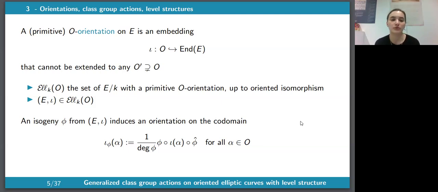L_K(O) will be used to indicate the set of elliptic curves defined over K together with a primitive O-orientation, up to oriented isomorphism. And an element in such a set will always be some E together with some iota. Now, recall also that an isogeny phi from an elliptic curve E together with an orientation iota induces an orientation on the codomain that you see defined in this formula here, and I will always indicate as iota subscript phi, with the name of the isogeny.